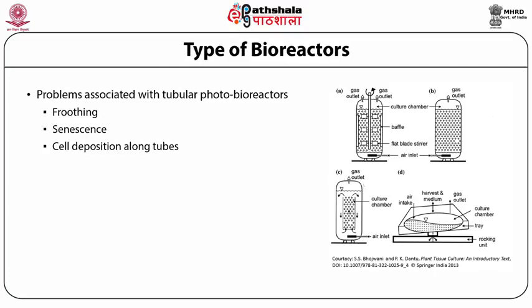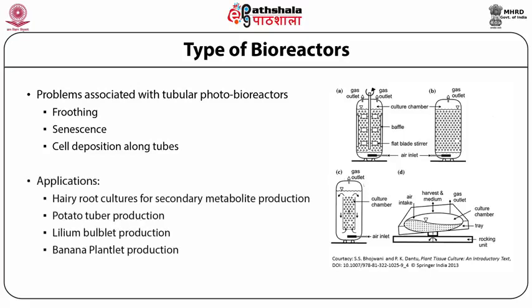Bioreactors have been designed for large-scale culture of organized structures as well, such as hairy root culture for production of secondary metabolites, potato tuber production, bulblet production in lilium, and plantlet production in banana. I would also like to mention that for plants produced in photobioreactors, because there is less handling by human beings, you can maintain them for a long time, and the plantlet cost gets reduced.